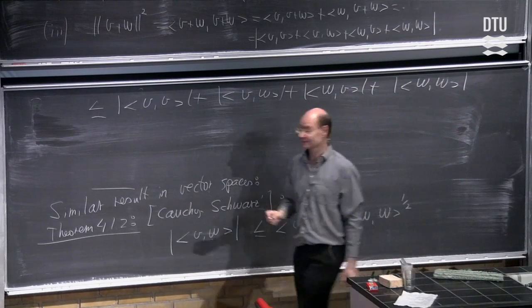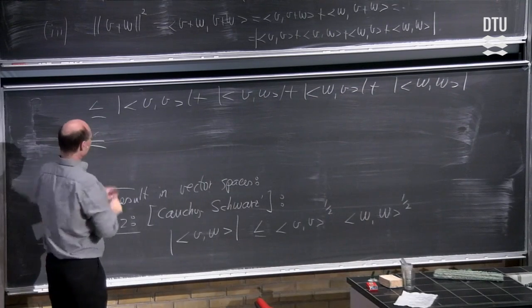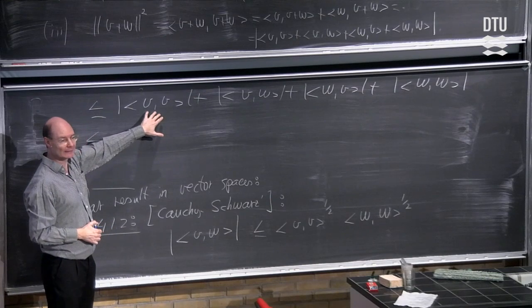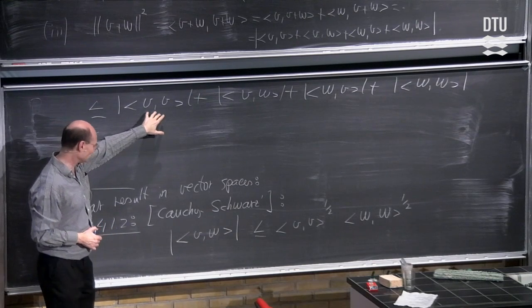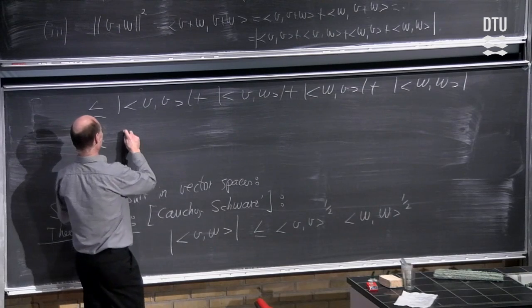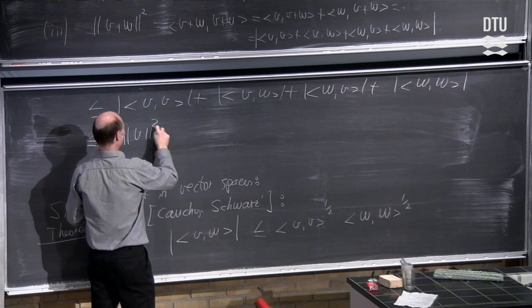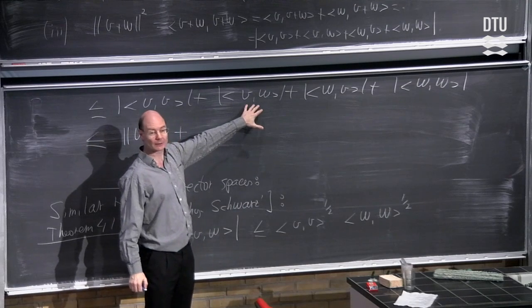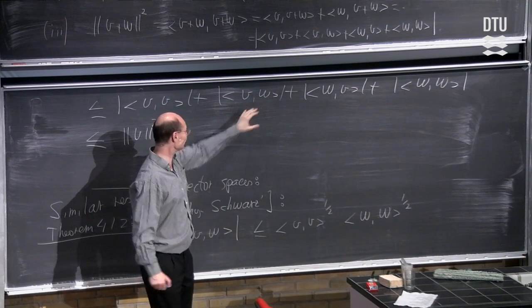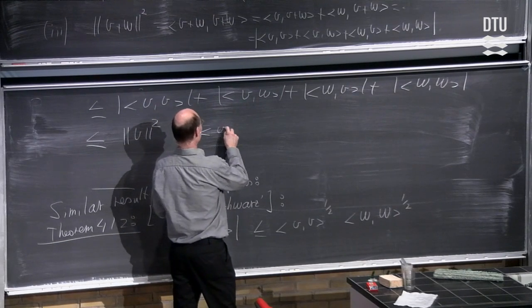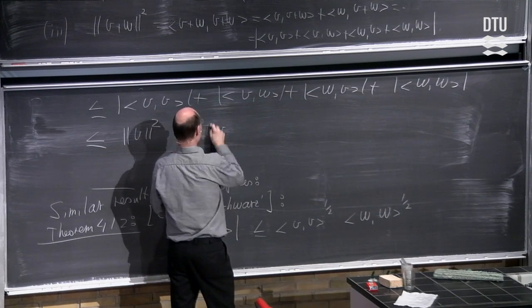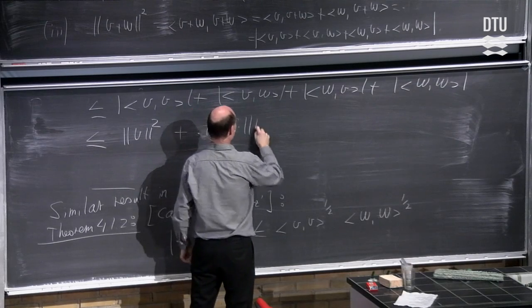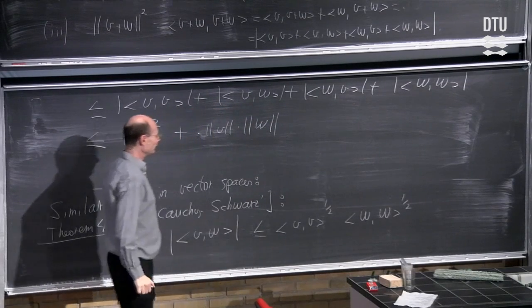And this is something we can estimate. The first one is the inner product of V with itself. Again, by the definition of the norm, this is the same as norm of V to the power 2. This inner product, we don't know what it is, but Cauchy-Schwarz tells us that this is smaller than or equal to the norm of V times the norm of W.